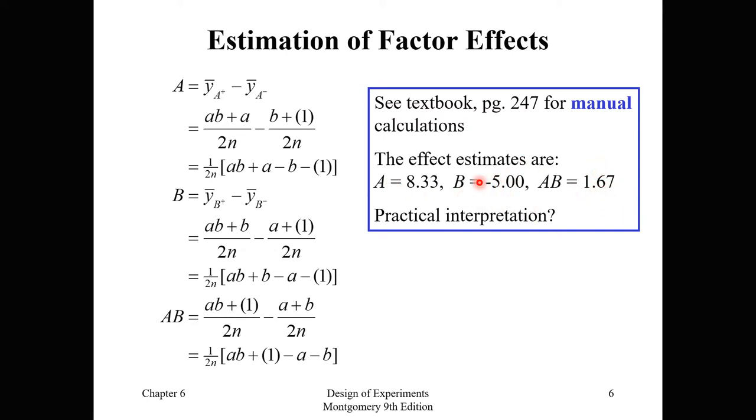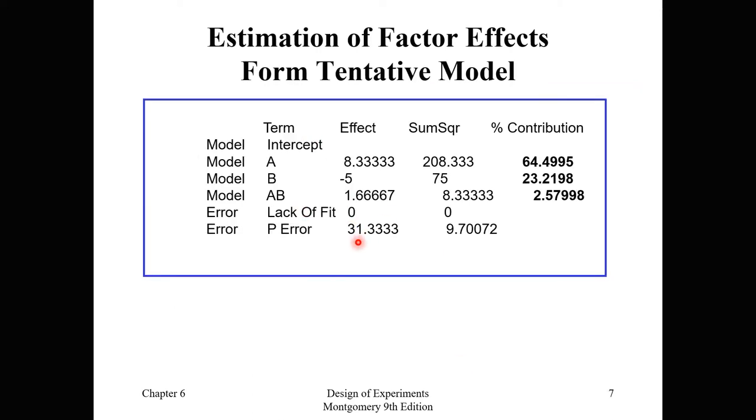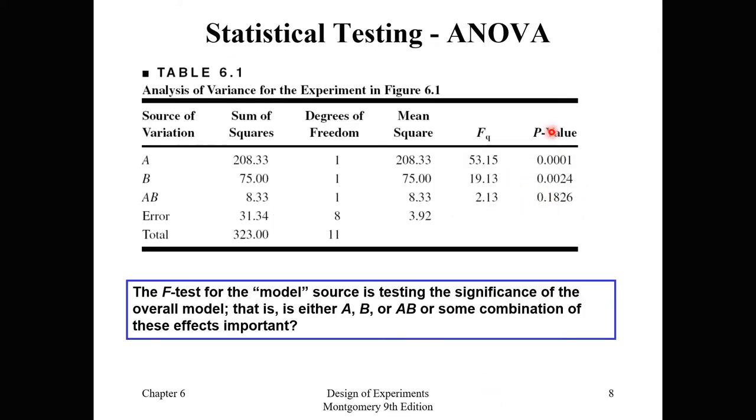Looks like the lower level of B is higher on the independent variable than the high level of B, giving it the negative effect. And then A has the largest effect out of all 3 of these. So we can look in our table, look at the percent contribution. We see that that's echoed in what we just said, and then look at our statistic, and we see that A and B are statistically significant.